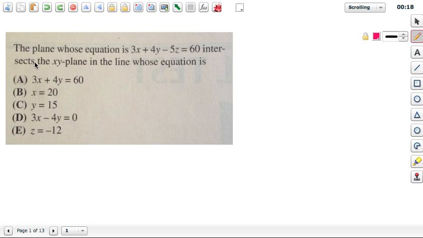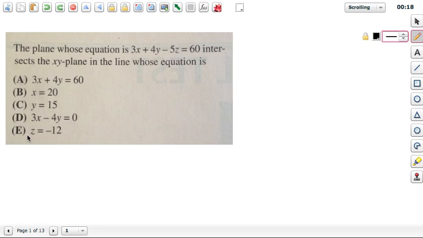Let's look at the first question here. The plane whose equation is 3x plus 4y minus 5z is equal to 60 intersects the xy plane in the line whose equation is, well, this is kind of tricky in my opinion. Let's use logic. If this plane is intersecting the xy plane only, then technically there is no z-plane at all. So in these equations, z is equal to 0.